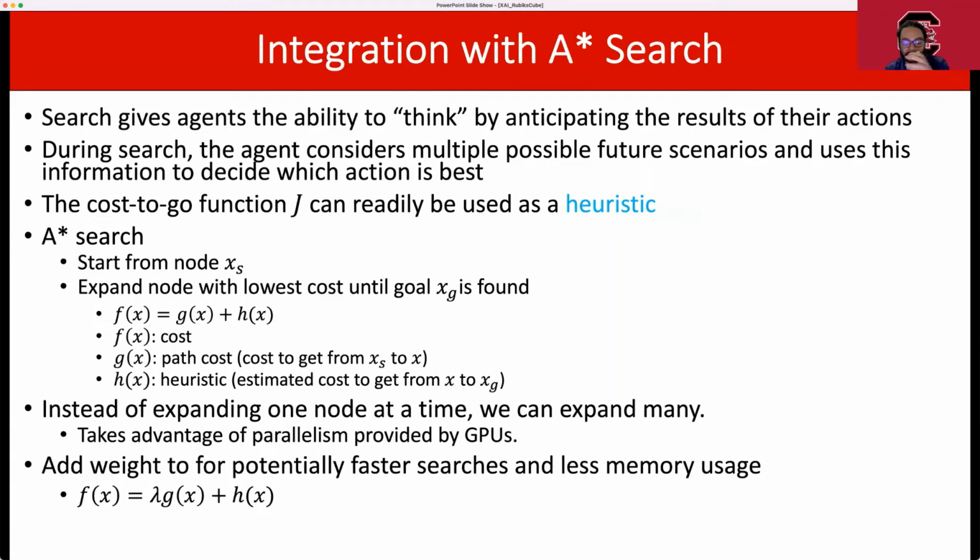Okay, so I was just finishing talking about A-star search. With A-star search, we are prioritizing nodes by cost. So we have our path cost and our heuristic, which comes from the neural network, which is trained with approximate value iteration. A-star search typically expands one node at a time, but because we have this deep neural network, which can be computationally expensive, we can expand multiple nodes at a time and use GPUs to provide us this parallelism.